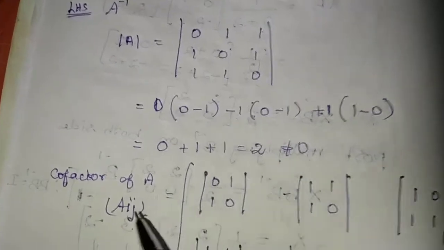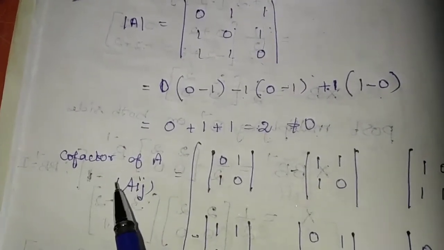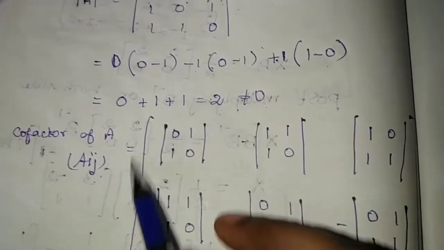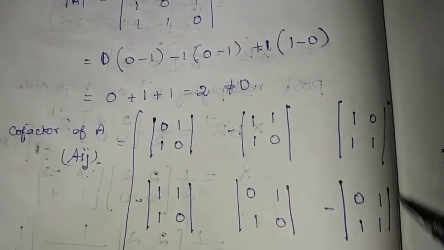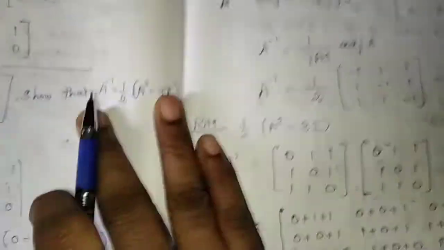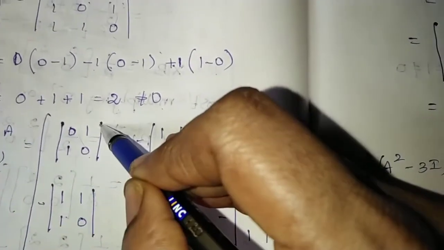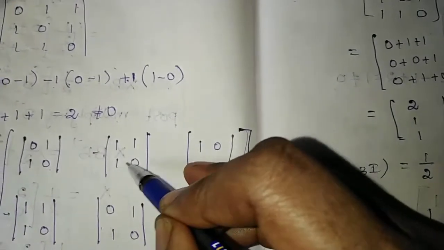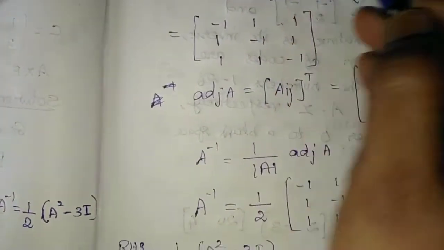Next we want to find adj. Adj means first find cofactor. Cofactor, you know, the determinant method. We can easily find by the determinant method. Simplify. First row: 0 minus 1, 1 0 minus 1, 1 0. 0 minus 1, 0 minus 1, 1 minus 0.